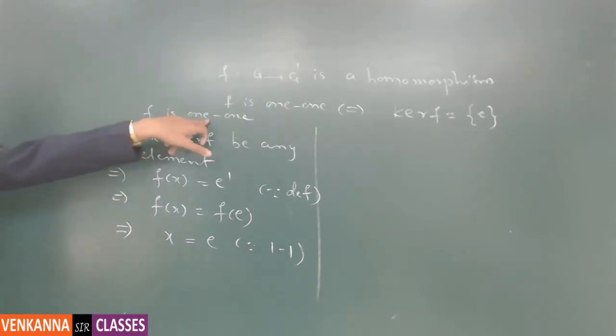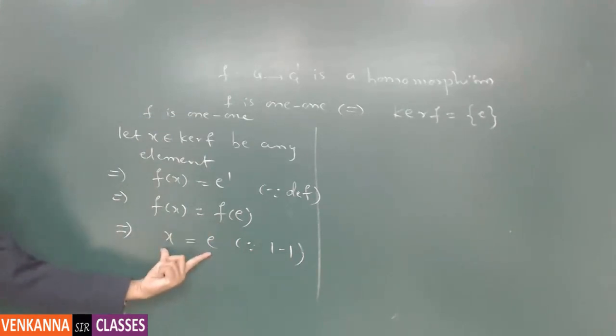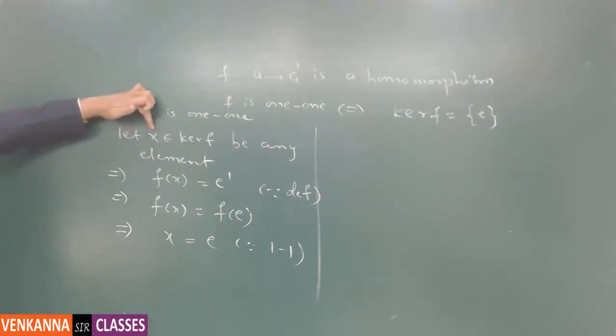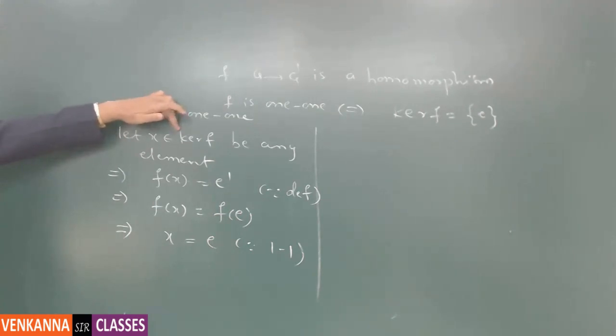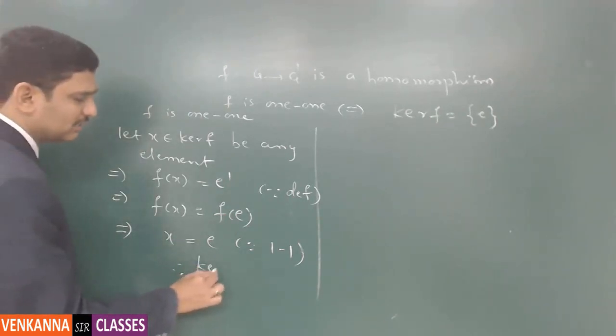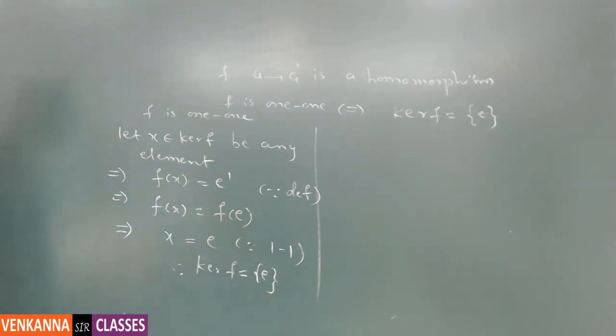So what is meant by a 1-1 function? Whenever images are equal, then elements should be equal. This is the concept of a 1-1 function. So what happened now? I have taken any element in the kernel and it is becoming identity. So the kernel is nothing but the identity element set. No other element is there in the kernel f.